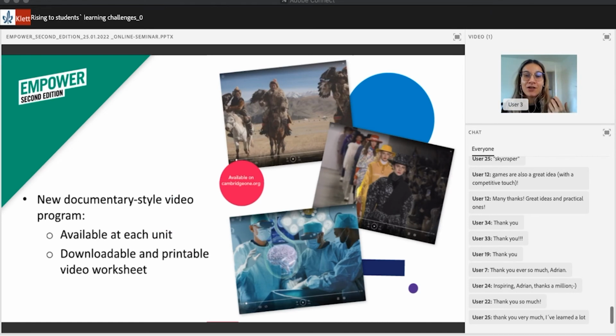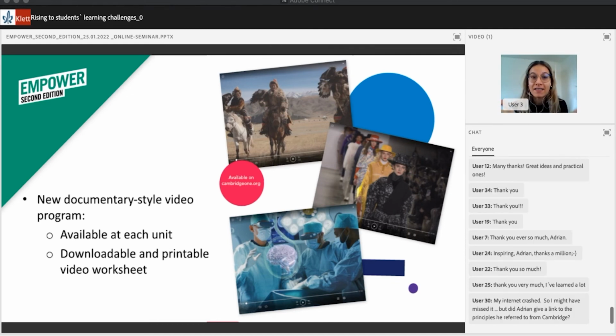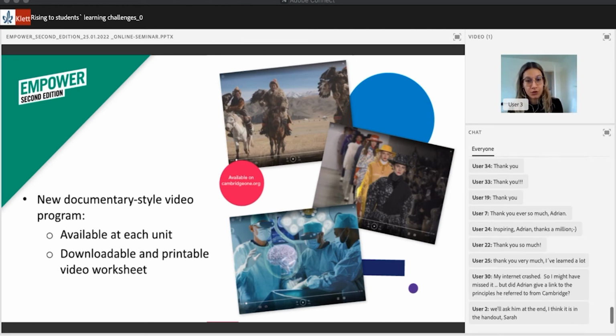And one of the new features that we have added to the second edition is the BBC documentary style video program. So for every unit there is a documentary video from the BBC and relative worksheets. So there is another way that you can expand the learning program, and also engage students and keep them interested. And you can find everything downloadable from Cambridge One, the digital platform.